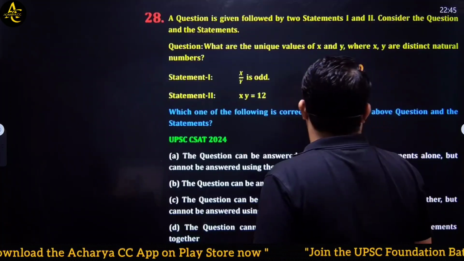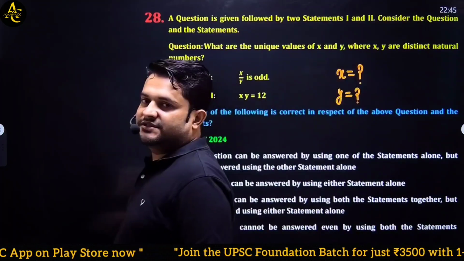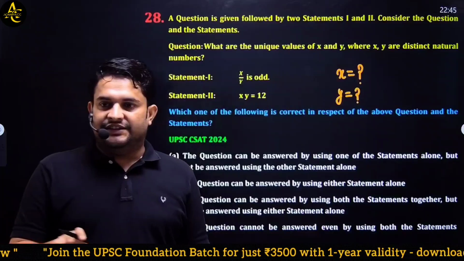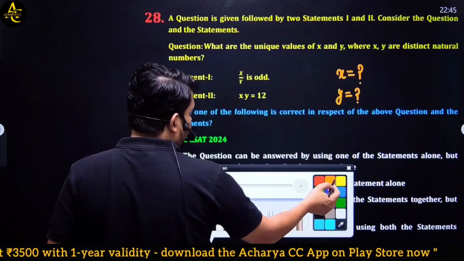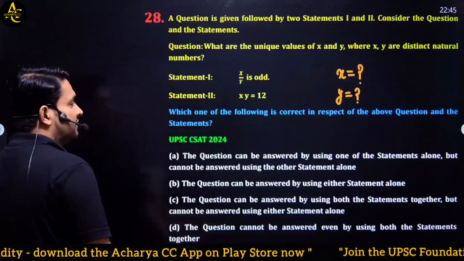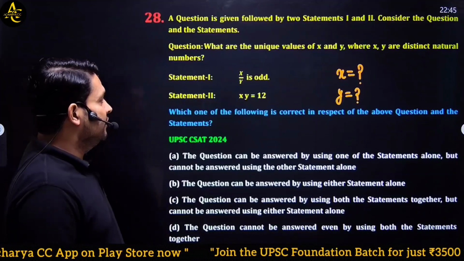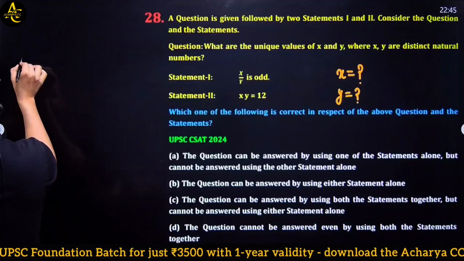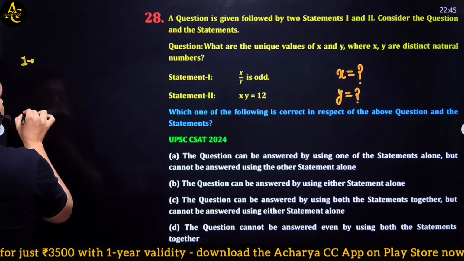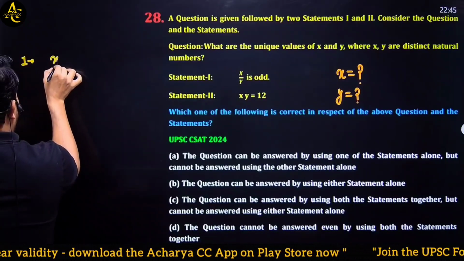Here x and y are distinct natural numbers, meaning they are different, and they are natural numbers, meaning they can take values from 1 to n, where n is just infinite or the last value of that sequence. Statement first says that if I divide x by y, I get an odd number.